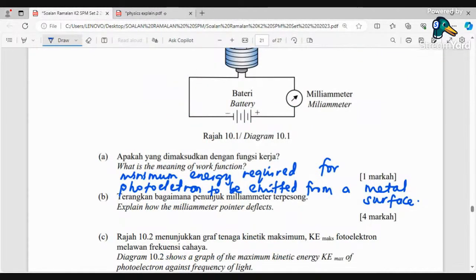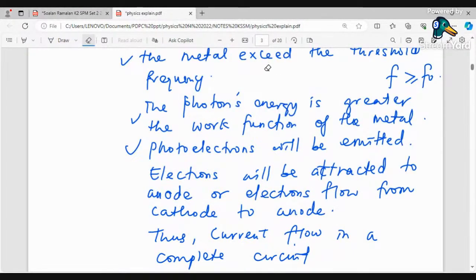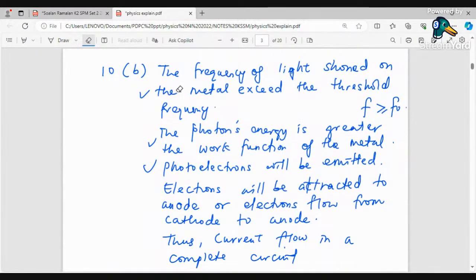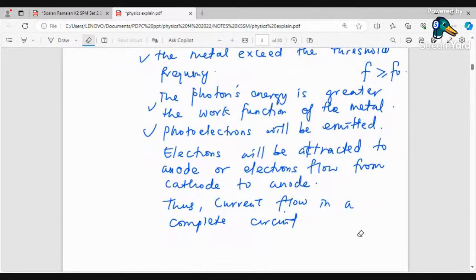Okay, nampak ini penjelasan dia. Ya. Frekuensi lebih daripada threshold frequency. Photons energy more than work function. Photoelectron emit, electron attracted to anode, then the circuit is completed. When circuit completed, current flow in the circuit.